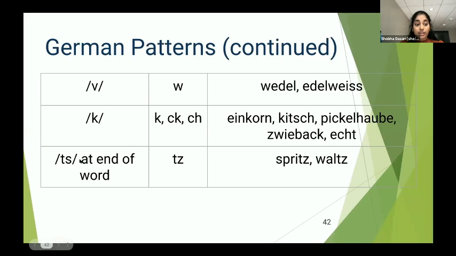Then the last language pattern here is the S sound at the end of a word in German, which is spelled with the TZ. And so examples of this are like spritz and waltz, where the S sound is spelled with the TZ.